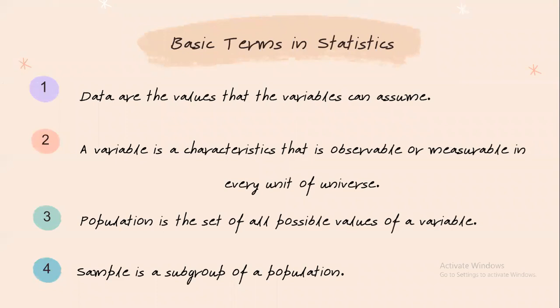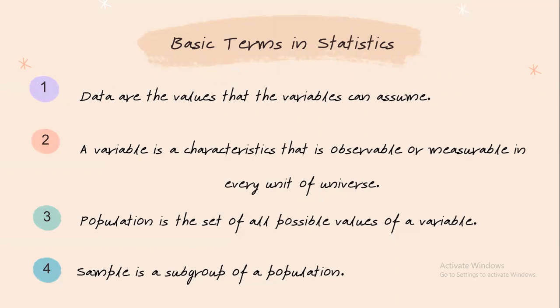Here we have basic terms in statistics. Number one is data. Data are the values that the variables can assume. Data are characteristics or information, usually numerical, that are collected through observation. In a more technical sense, data are a set of values of qualitative or quantitative variables about one or more persons or objects. A single value of a single variable is called a datum.